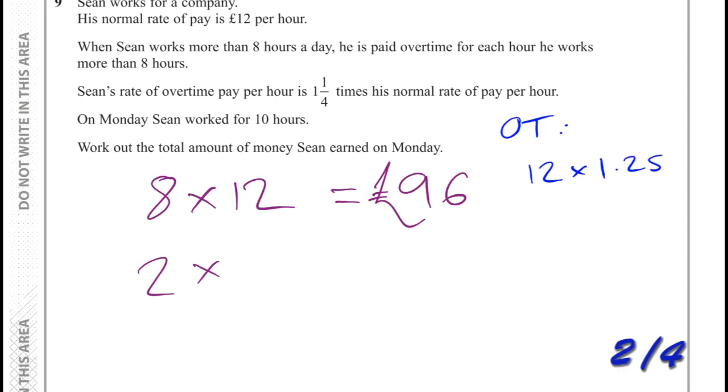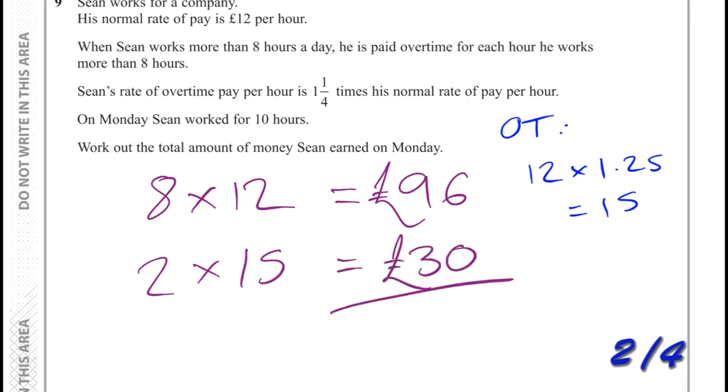Well, a quarter of 12 is £3. So if he gets 1.25 times, he'll get an extra £3 on top of that, which is £15. So he's getting 2 lots of £15 for those hours, which is £30, giving him a total pay of £126. Not bad for a day's work. If he does 2 of those days, he can buy himself a Nintendo Switch.